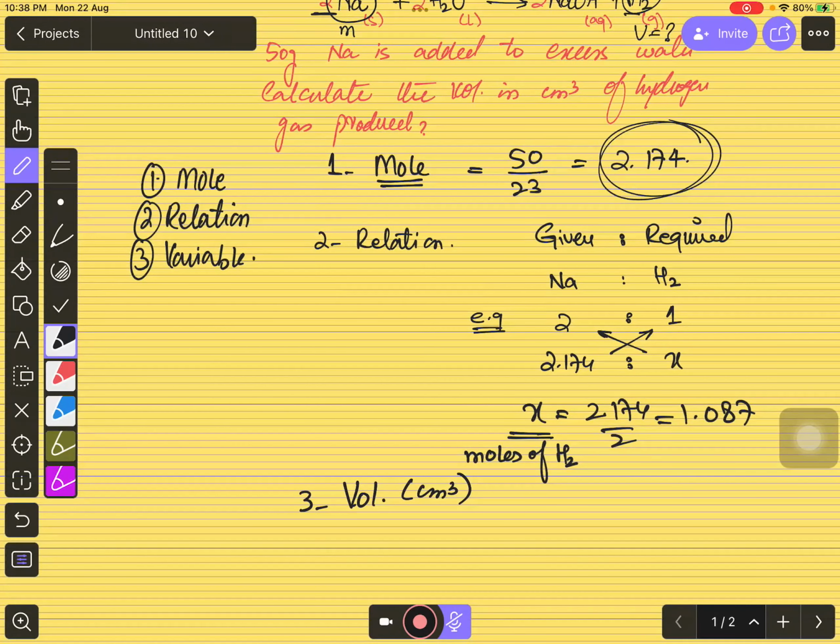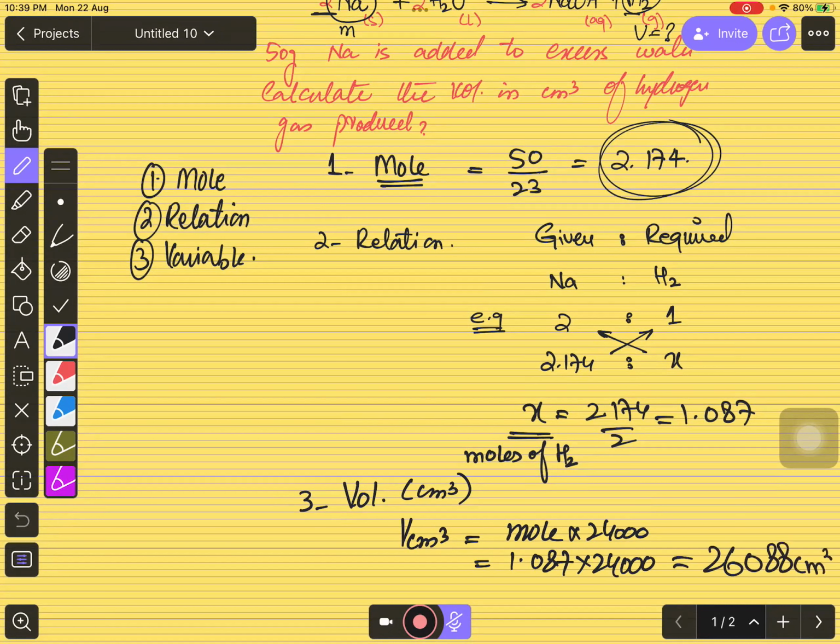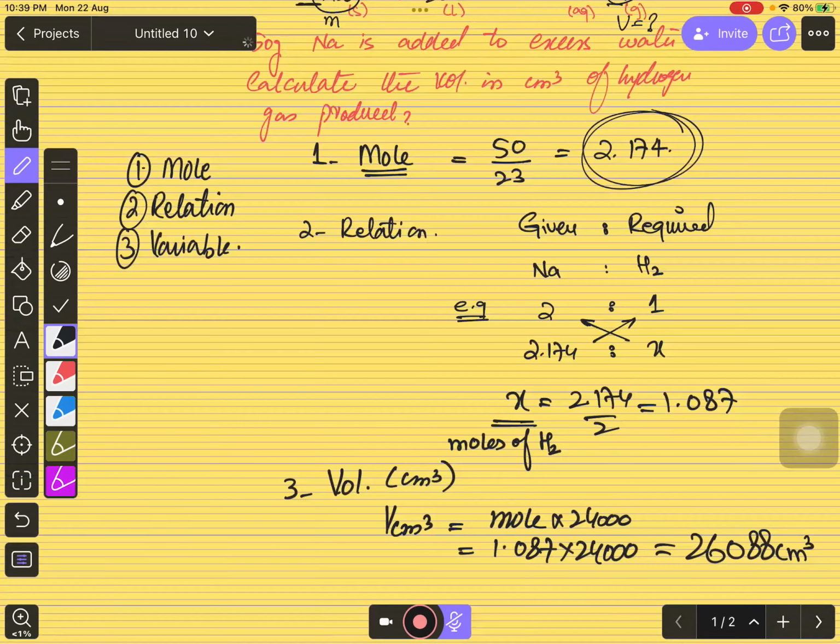So you have number of moles, right? You can find out the volume in centimeter cube is moles into 24,000. We have moles, which is 1.087. We can simply multiply it with 24,000. We will get the required volume, which is 26088 centimeter cube. Is that right, बच्चों, or not? Yes, sir. So this is the way to solve such questions.